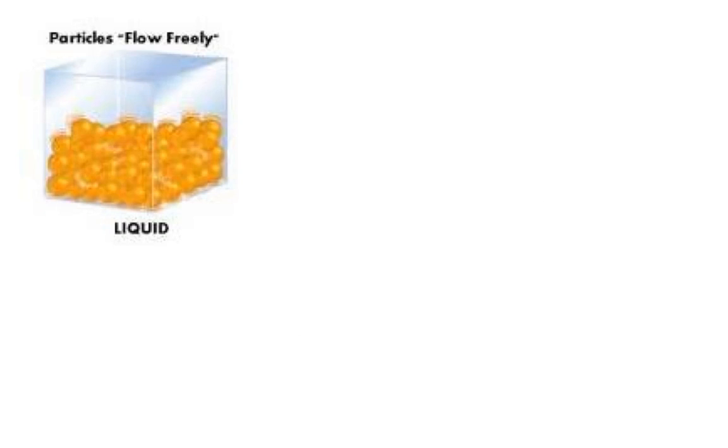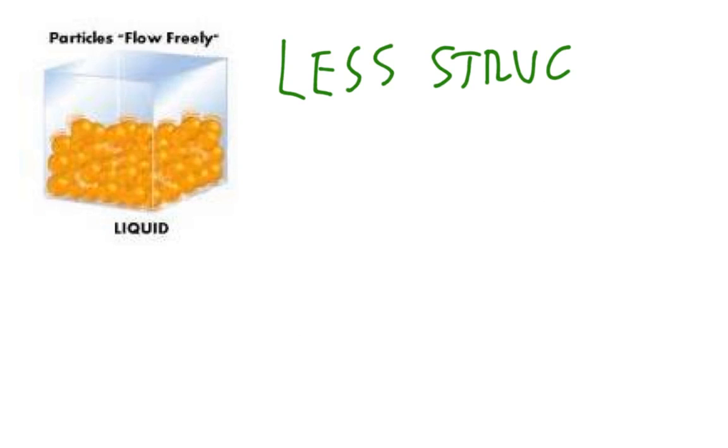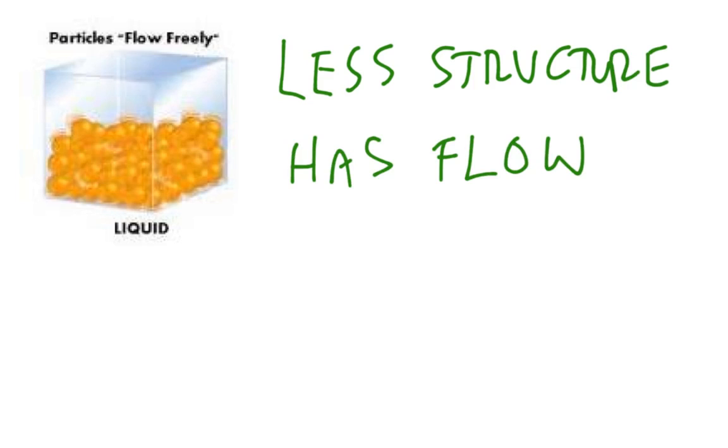A liquid, on the other hand, has less structure and is allowed to flow. The individual particles that make up a liquid sample are allowed to move past one another. They're allowed to move over one another and under one another, and they're always in this constant motion. They're not as tightly packed, meaning that they're further apart. Liquids have a constant volume, but not a constant shape.